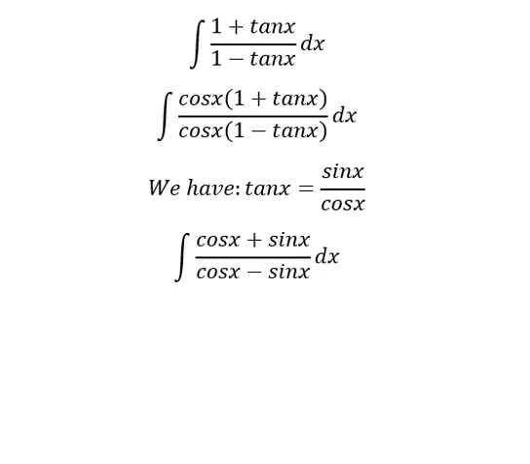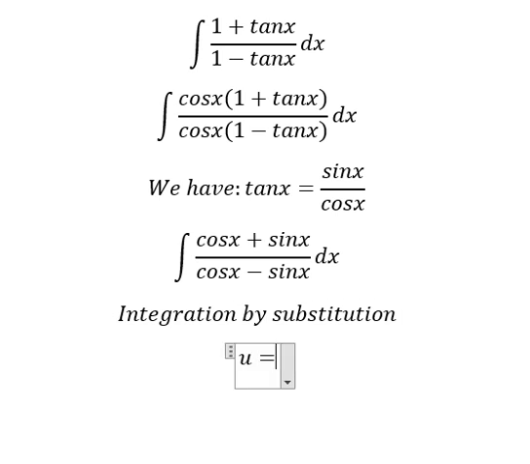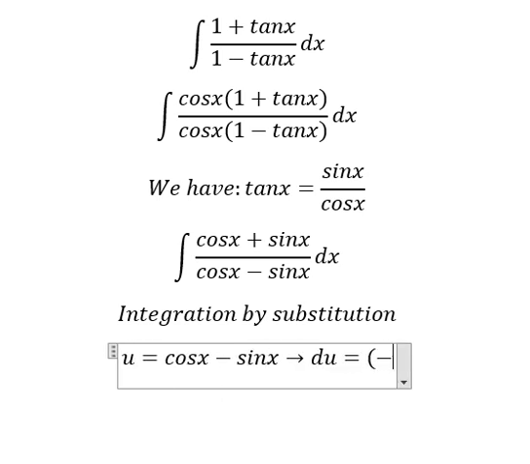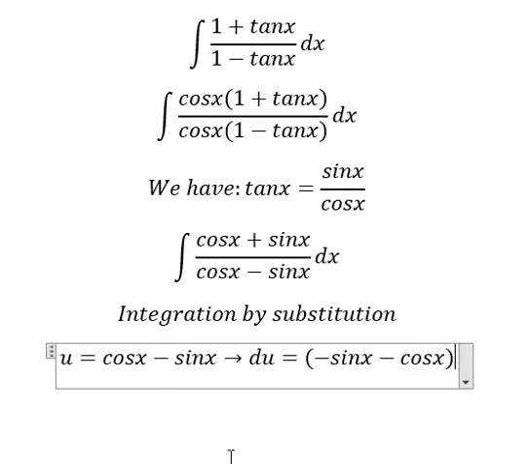Next, we need to use integration by substitution. So I will put u equals cosine x minus sine x. After that, we need to do first the derivative for both sides. And we have negative sine x and negative cosine x dx.